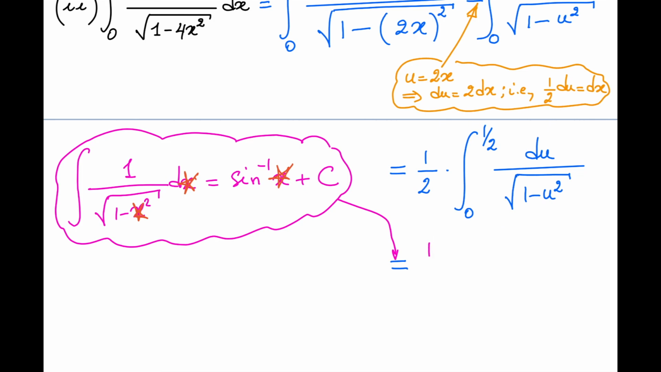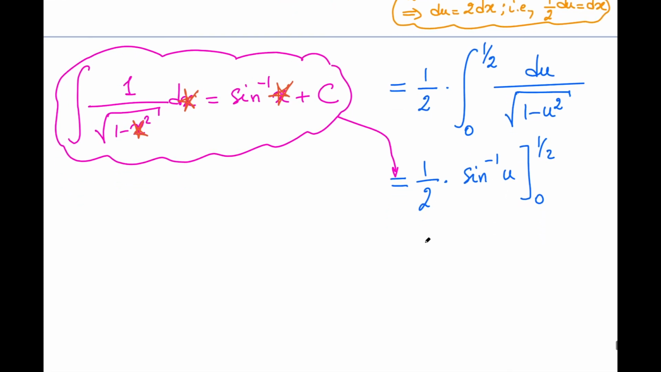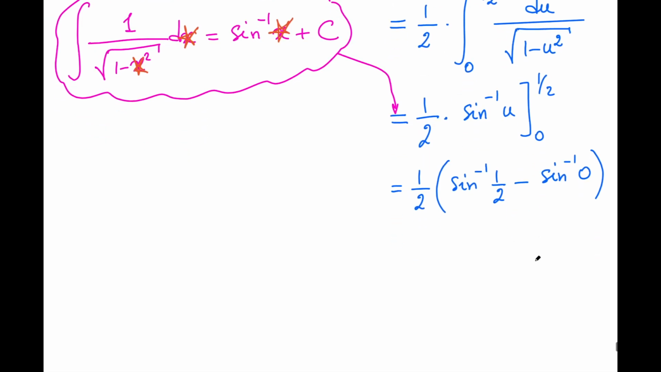So this is equal to half. Okay, let me go back to blue. This equals half times arc sine, or sine inverse, same thing, of u, and this is between 0 and half. Correct? This is a definite integral. I'm not going to worry about the constant. All right, so that's equal to half times sine inverse of half minus sine inverse of 0. Agree? Okay.